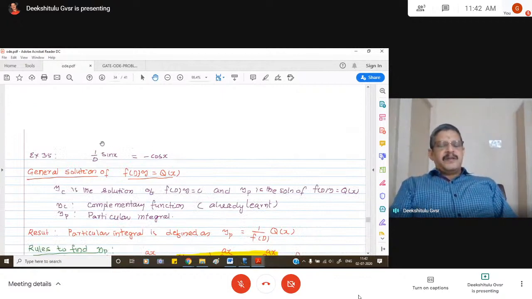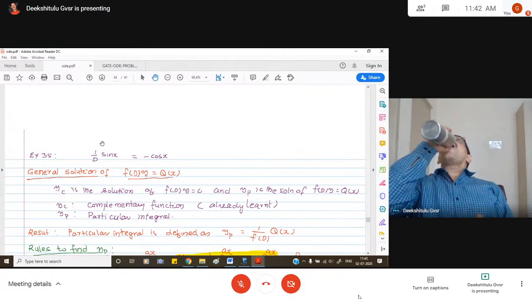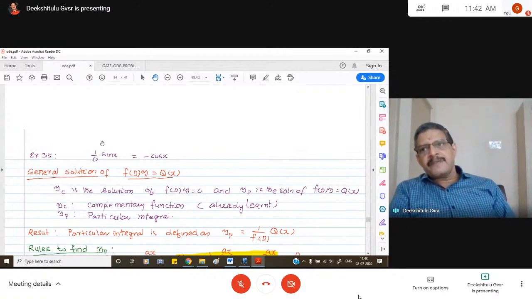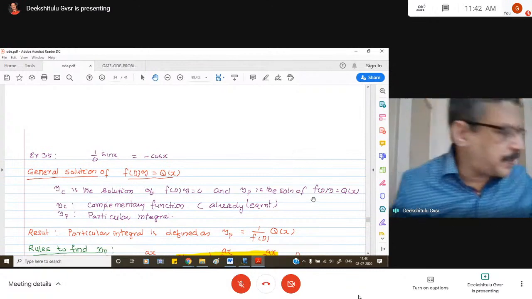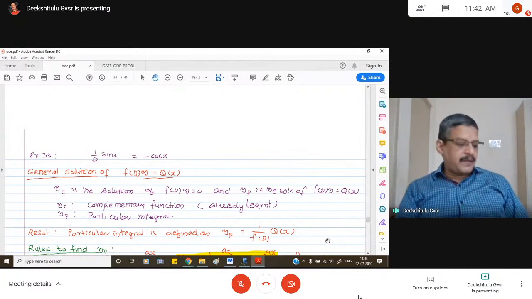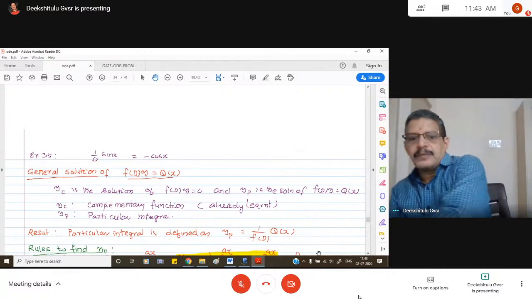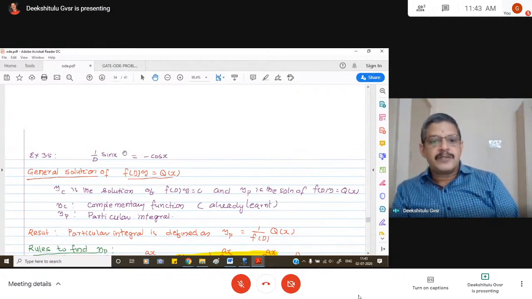Similarly, 1 by D of sin x is the integral of sin x, since 1 by D stands for integral. The integral of sin x is minus cos x. And 1 by D of cos x is sin x. Knowing this integral or inverse operator, we then come to the general solution of f of D y for higher order linear differential equations with constant coefficients.